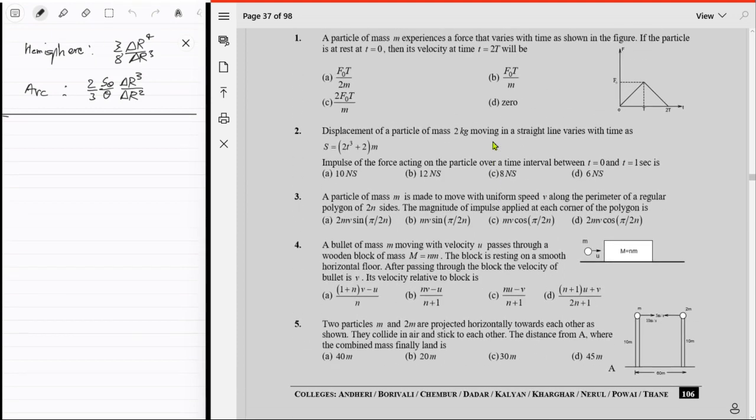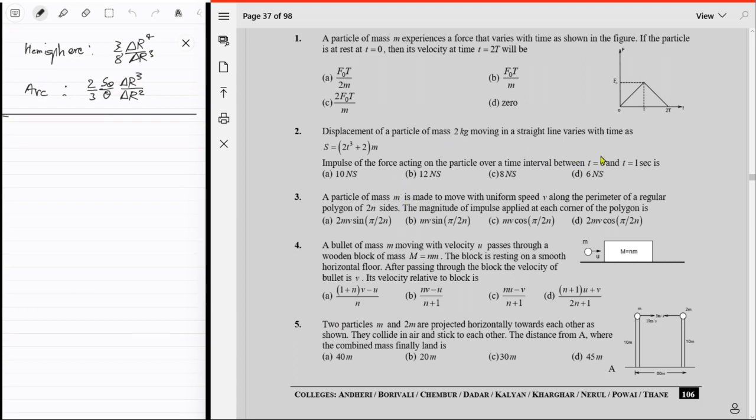Okay, next question. Displacement of a particle of mass 2m moving in a straight line varies with time as s is equal to 2t cubed plus 2. Okay, displacement varies as this thing. Impulse of the force acting on the particle over the time interval between t equal to 0 and t equal to 1 second will be.